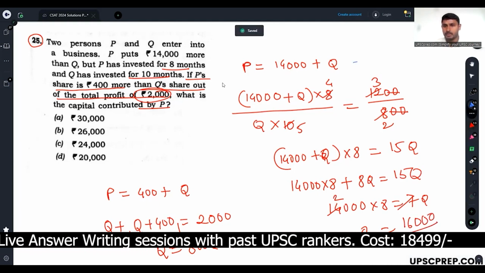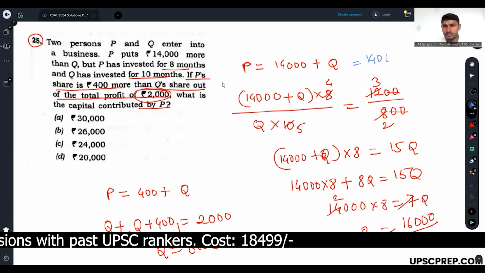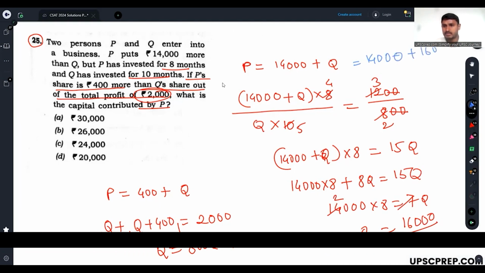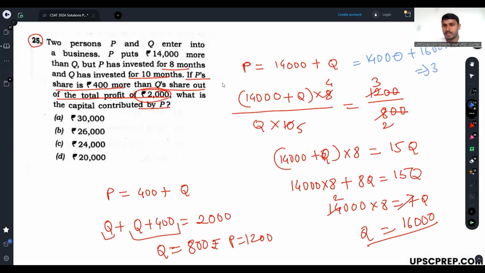What will be the amount of P? It will be 14,000 plus 16,000, that will be equal to 30,000. Again, easiest question. The only thing you needed to know is ratio of profits. Ratio of profits is nothing but ratio of investment multiplied by ratio of periods for which the partners have invested. So 30,000, that is option A, will be the correct answer.